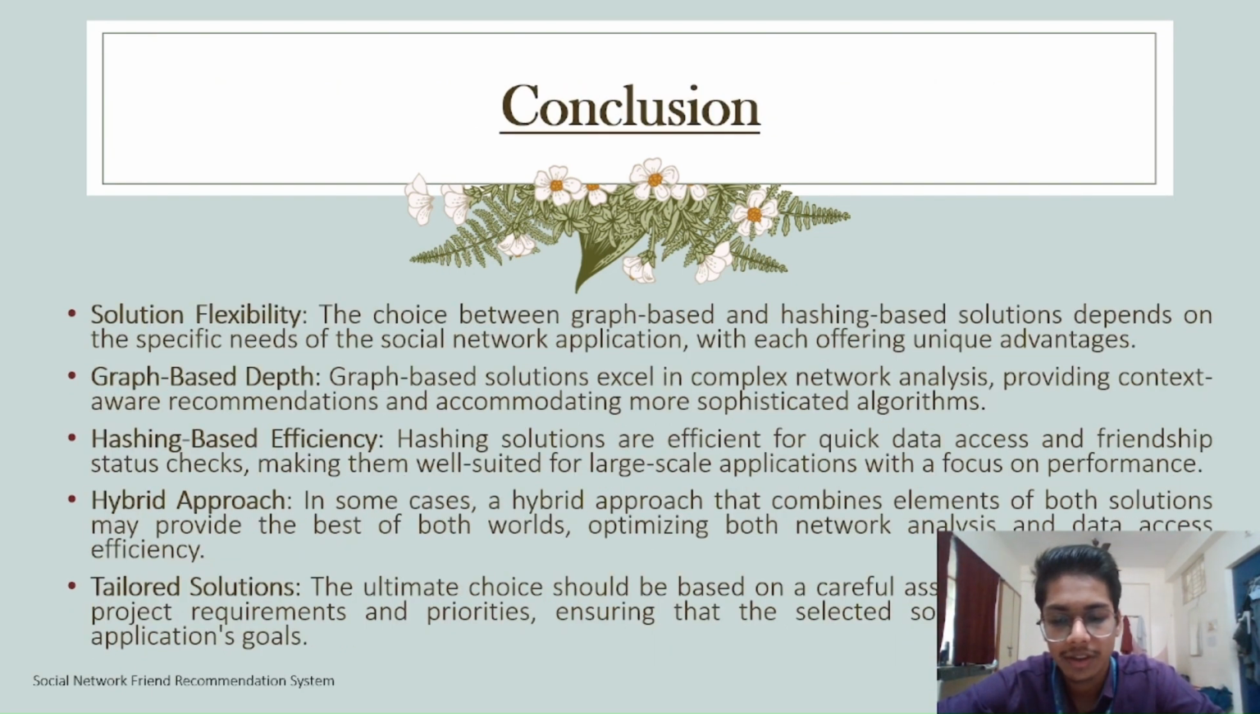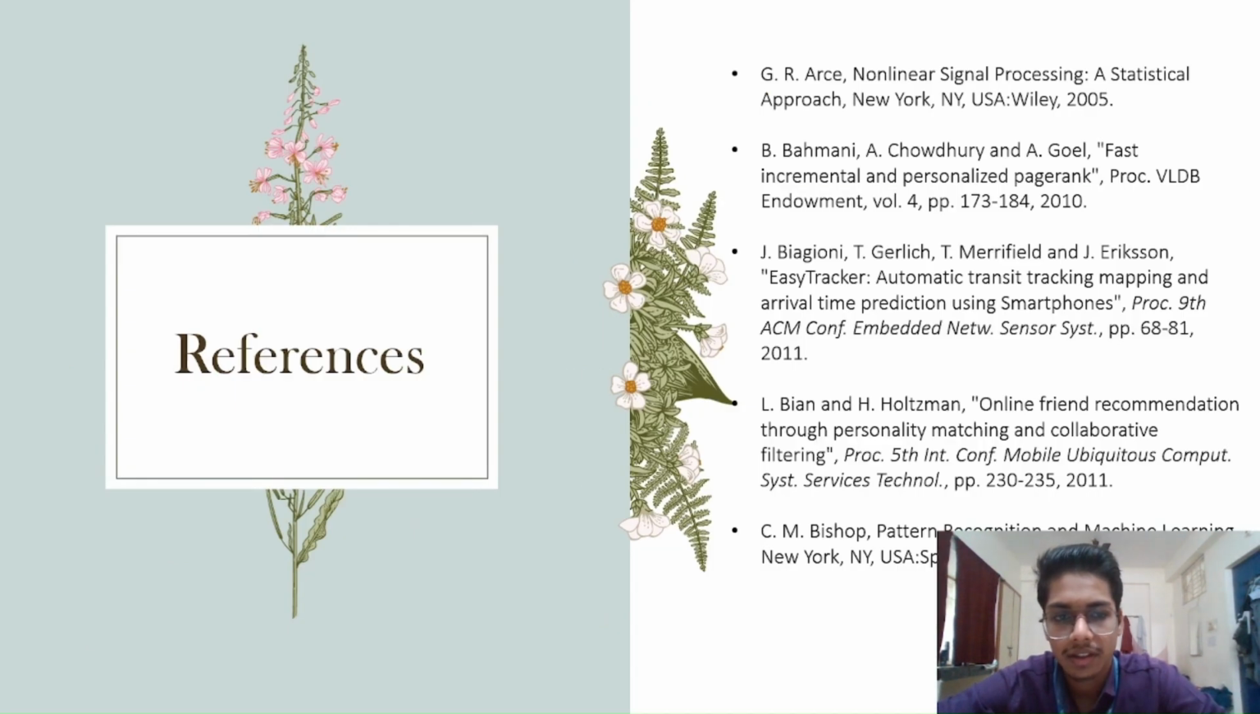In conclusion, the choice between the friend recommendation solutions should be flexible and tailored to the specific needs of the social network. Graph-based solutions offer depth and context-aware recommendation, while hashing-based solutions excel in efficiency. A hybrid approach can be advantageous in certain scenarios, optimizing both network analysis and data access. Ultimately, the selection should align closely with the project's unique requirements and priorities, ensuring the chosen solution aligns with the project's goal. These are the references for our problem statement.